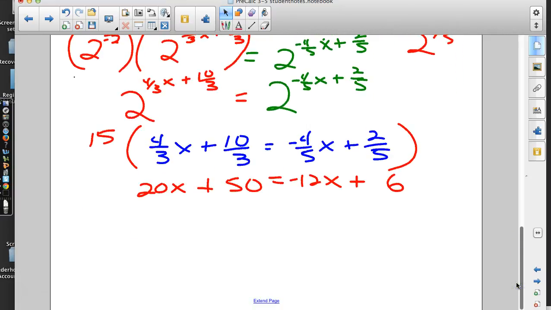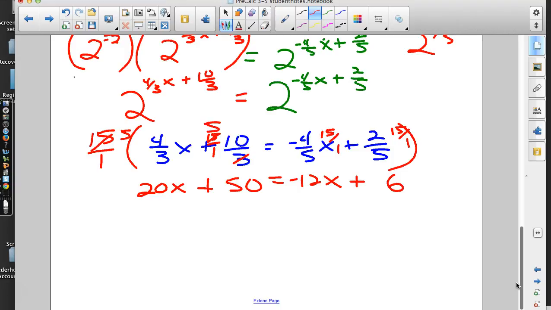Okay. And then the 15, if you multiply that out, how did you get the... Remember, this is like a 15 over 1 times everything. So what we would do is reduce and say, okay, this time it's going to end up being a 5. 5 times 4 gives you the 20x. Here it's going to be a 5. 5 times 10 gives us 50. Here it's going to end up giving us a 3. -4 times 3 would be -12x. Here it's going to end up giving us a 3. So 2 times 3 would be 6.